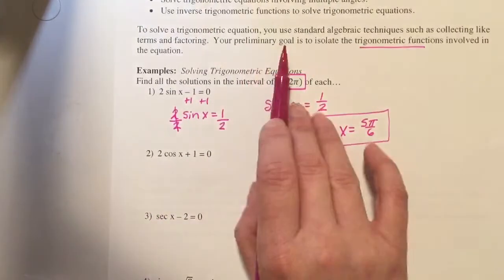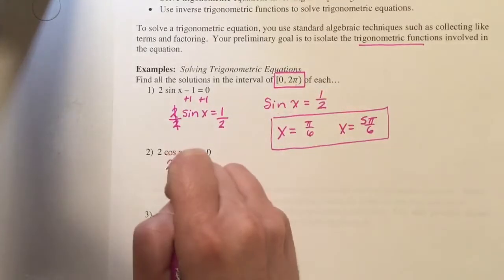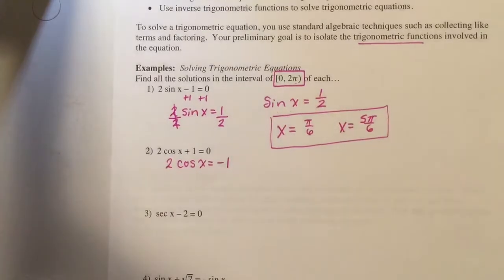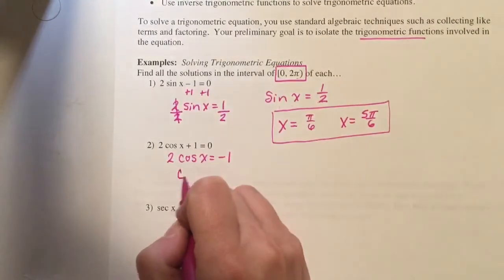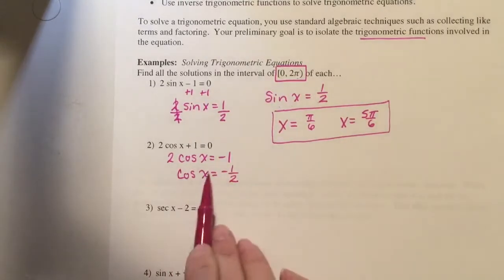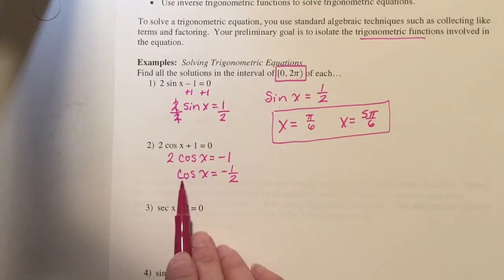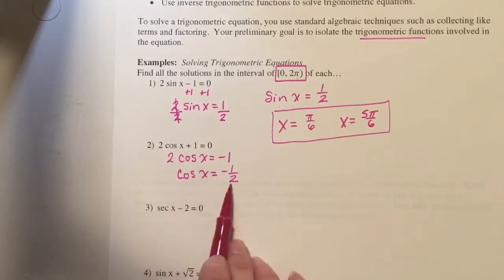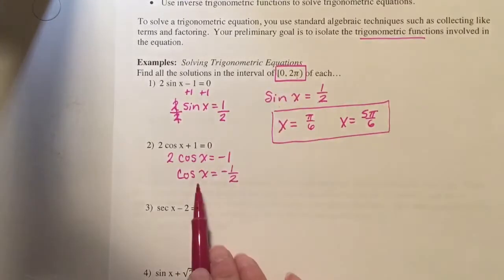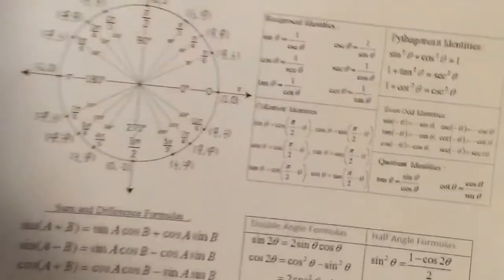Again, preliminary goal: you've got to isolate the trig function. So if I subtract 1 over 2 times the cosine of x, 0 minus 1 gets me to a -1. Divide both sides by 2. So I have my trig function isolated. That means it's time to go to the unit circle. Cosine is the x value. So what this is saying is, where on the unit circle from 0 to 2 pi is the cosine, or the x value, -1/2? That's what we're looking for.